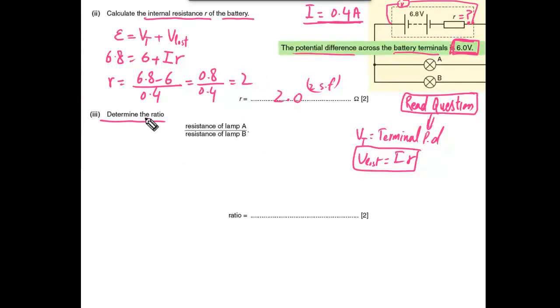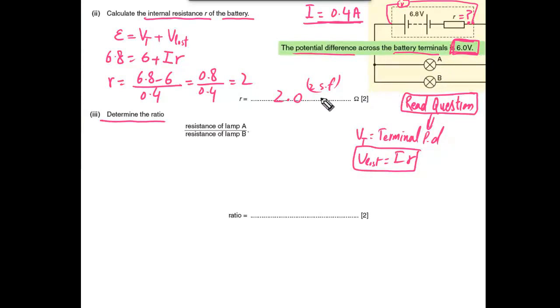Next one here. Determine the ratio: resistance of lamp A divided by resistance of lamp B. So for this one, we need to understand that we have lamp A, we have lamp B.